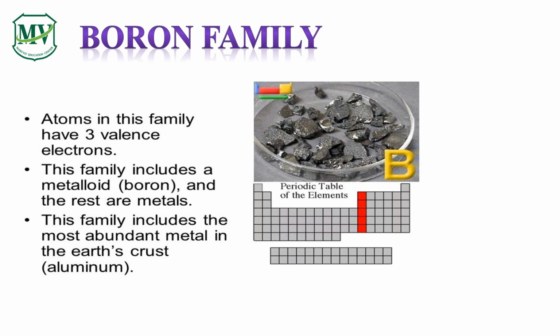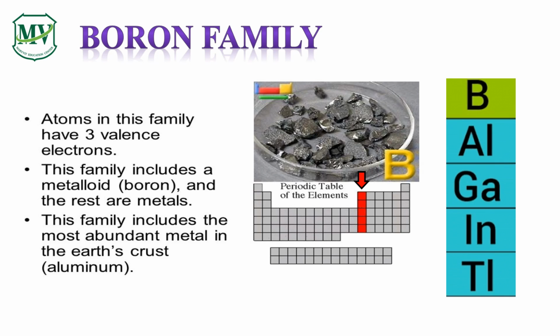So, how was it? Isn't it amazing that you will be filled with all the knowledge about the wonders of the periodic table? Well, here's more. The boron family. What can you say about the boron family? Good job! Atoms in this family have 3 valence electrons. It includes a metalloid boron, and the rest are metals such as gallium, indium, thallium, and most of all, aluminum metal, which is the most abundant metal in the Earth's crust.